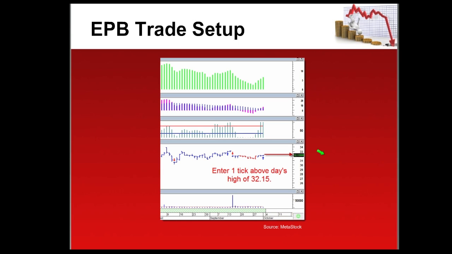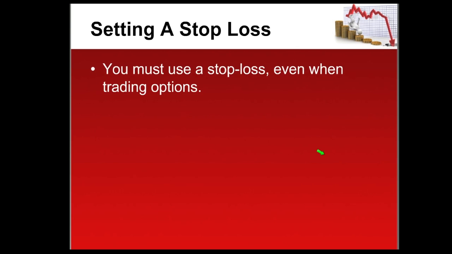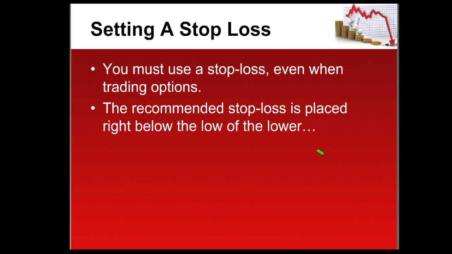So basically what you end up doing is you take a look at this bar. The day's high was 32.15. It actually closed down at 32.13, but the high was 32.15. So we're going to enter this position if the next bar ticks above at 32.16. So pretty simple. You always want to set a stop loss. I do a lot of options trading, and I teach a lot of options trading over at the Options Club. So we trade the RMO using options. And even if you use options, you still want to use a stop loss.